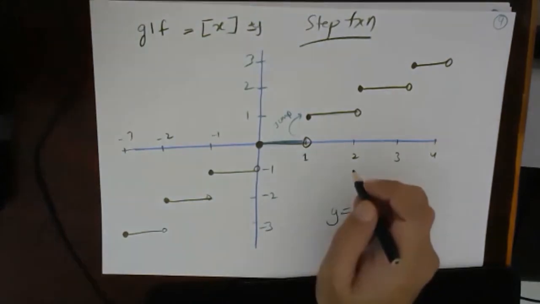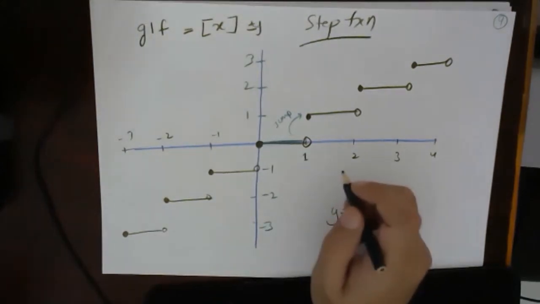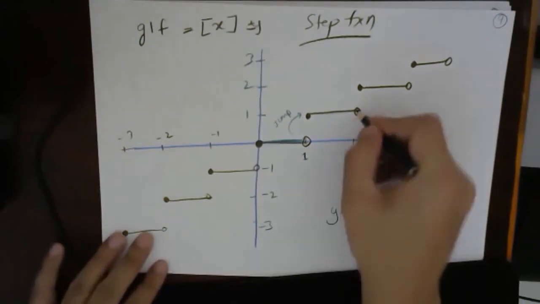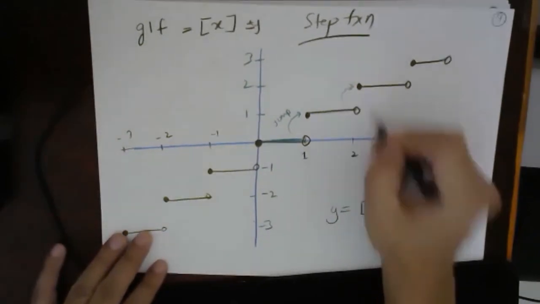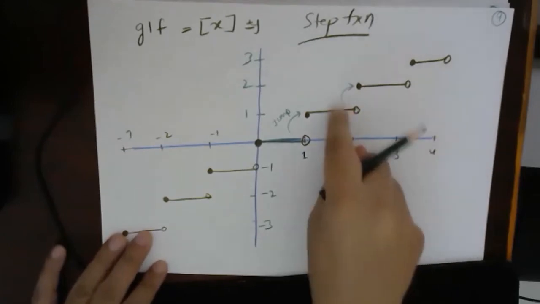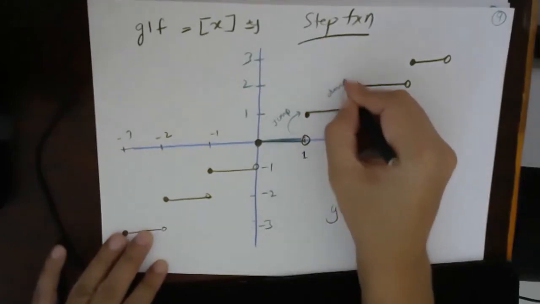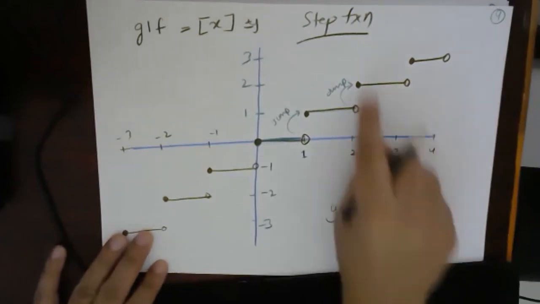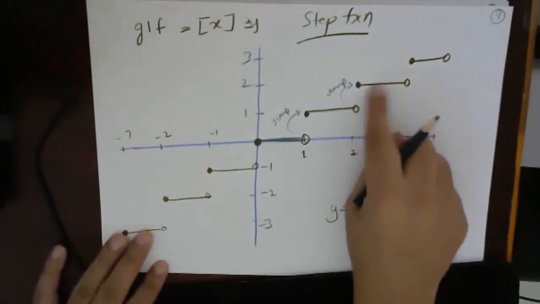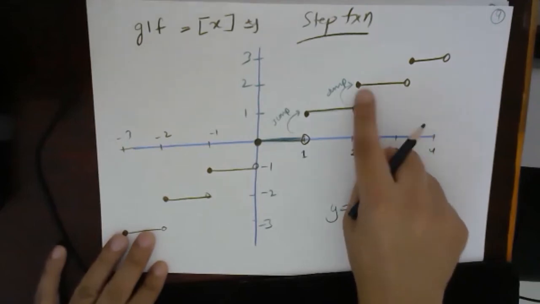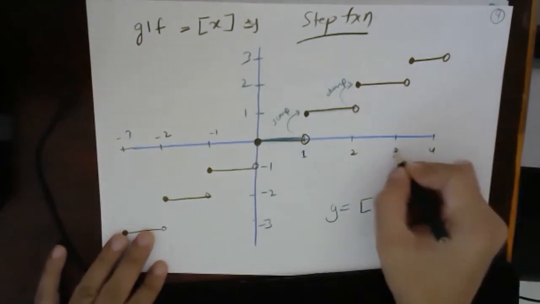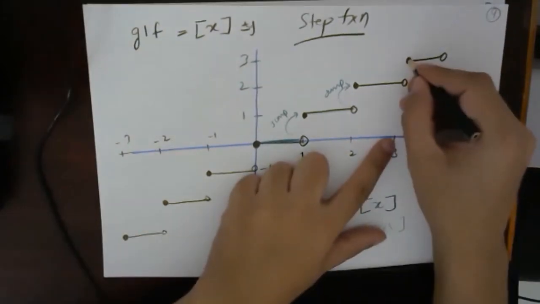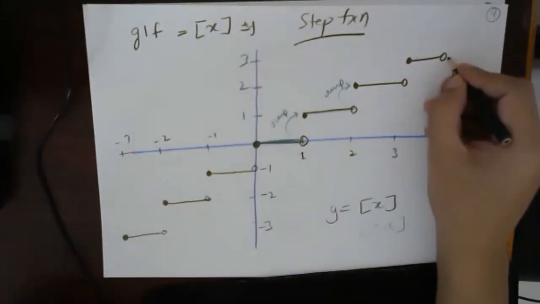As soon as it reaches 2, what will happen? It will again jump from value 1 to 2. So that is why again this is a jump, right? Next, 2.1, 2.2, 2.3, 2.4, 2.5, 2.6, always 2. As soon as it reaches 3, for value of 3, the output will be 3. Understood?